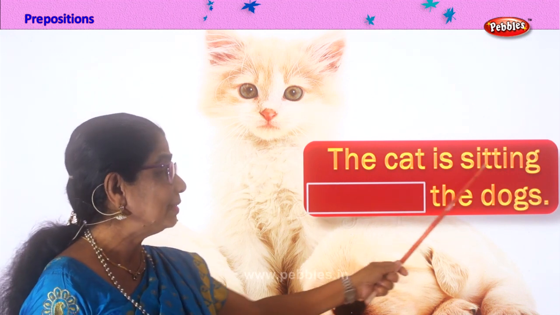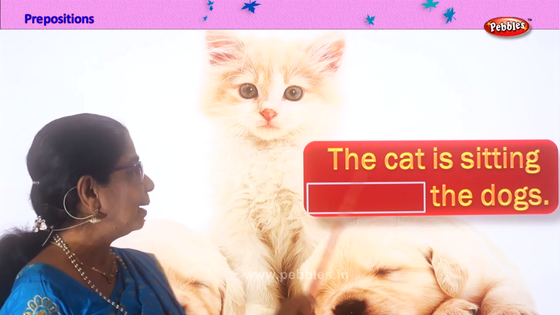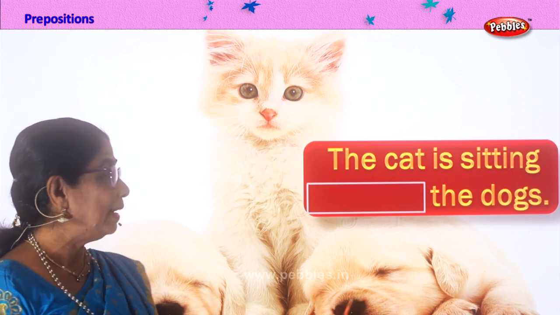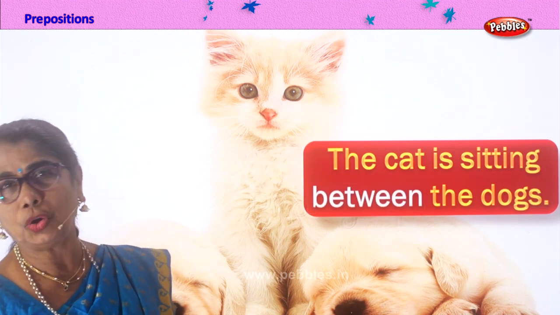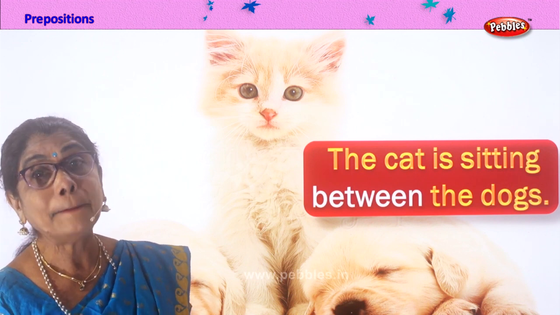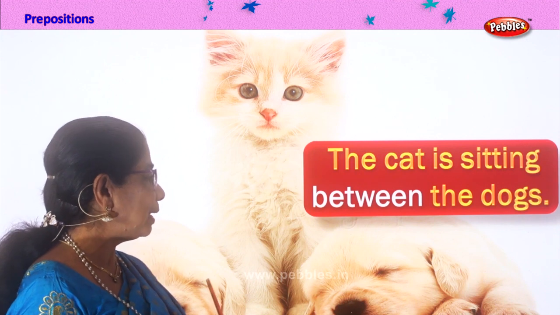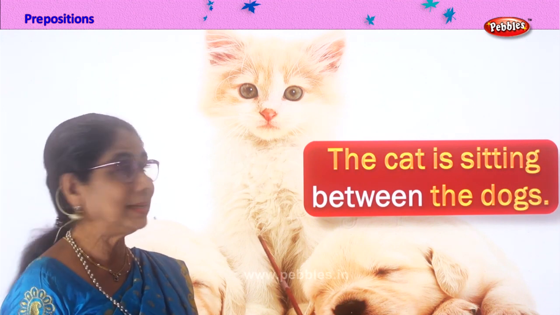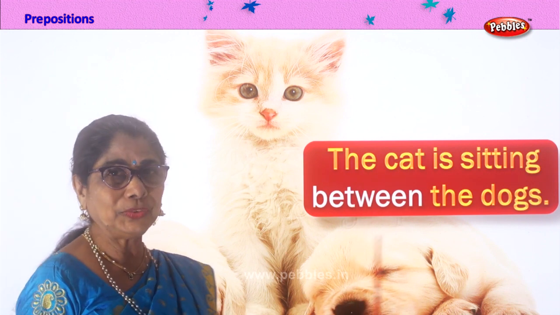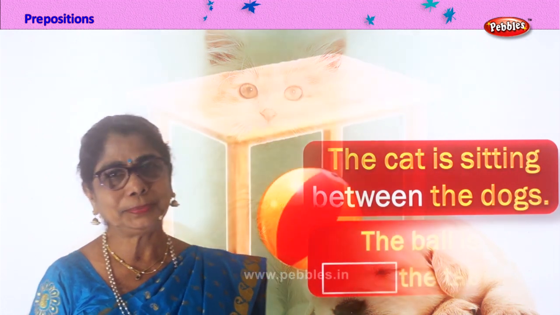The cat is sitting. Where is the cat sitting? The cat is sitting between the dogs. Where is the cat sitting? The cat is sitting between the dogs. So the two dogs are sleeping and she's sitting there. The cat is sitting between. Between is the preposition. Yes? Let's go on to a new picture.